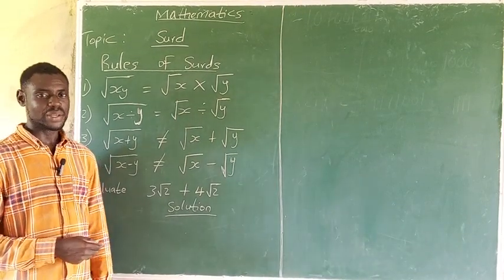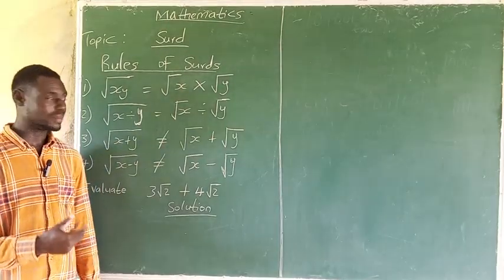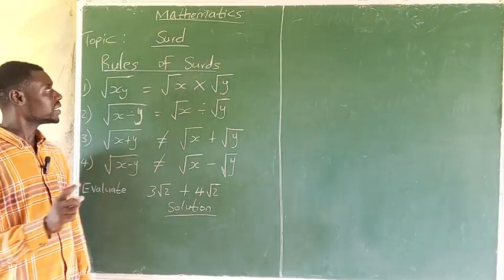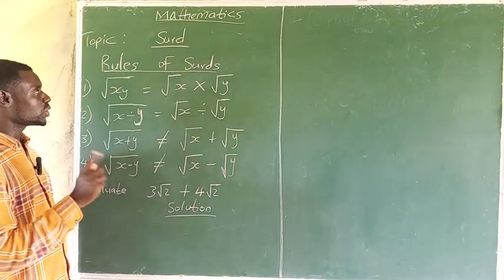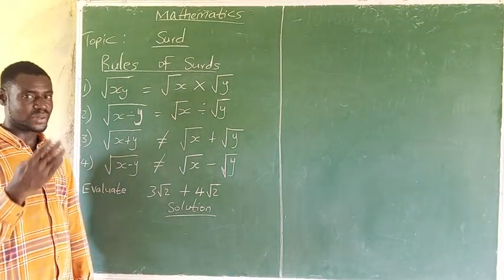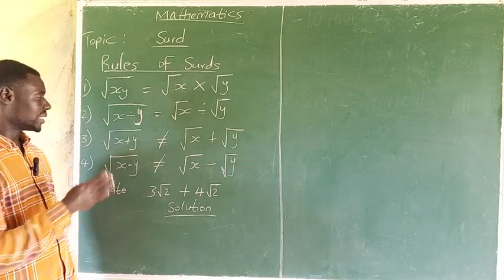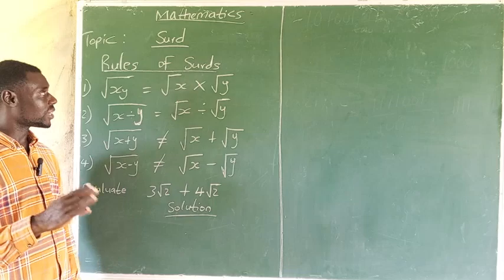Today we are going to be talking about surds as a topic in mathematics. I'm going to be teaching you the rules of surds. There are 4 rules. Maybe there might be other ones, but these 4 rules are fundamental rules.